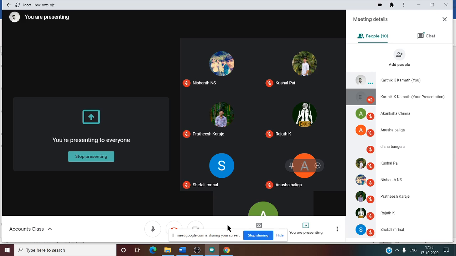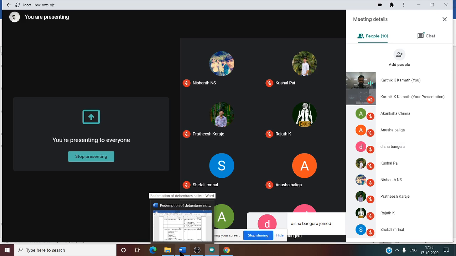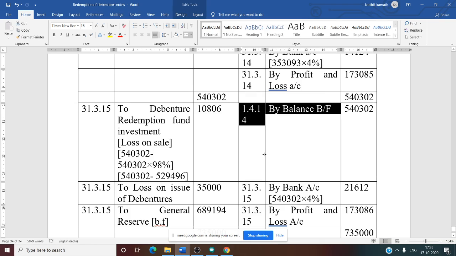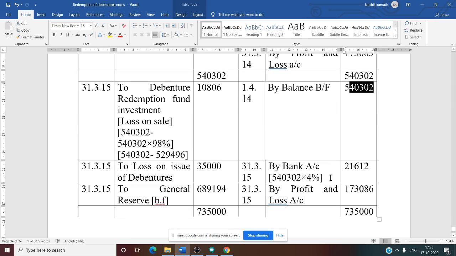Last year, without solving DRFI account, we are going to pass entry. How to pass entry? We need to see now. See this last year opening balance we know, that is 1/4/2014. How do we know that balance? Because this is the previous year balance. Previous year balance will be our opening balance, 5,40,302. Next step is bank account interest.